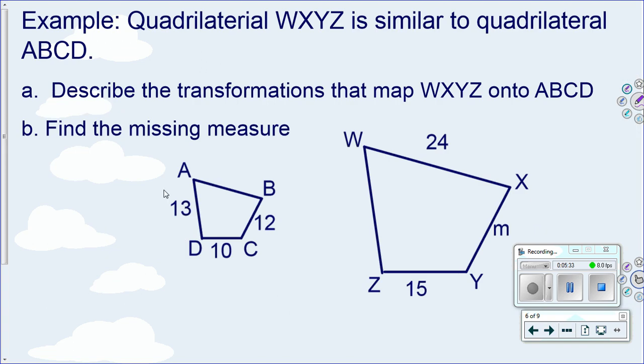The next problem, all you really need to do is draw the pictures and make sure you label it. So it's telling you that this quadrilateral WXYZ is similar to ABCD. They're telling you that they are similar already. You have to A, describe the transformation to go from this figure to this figure. Then we're going to start figuring out how to find a missing measure.